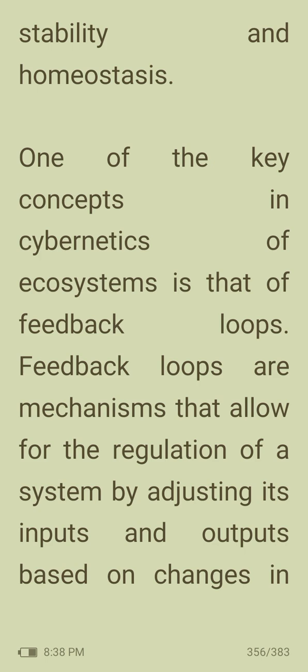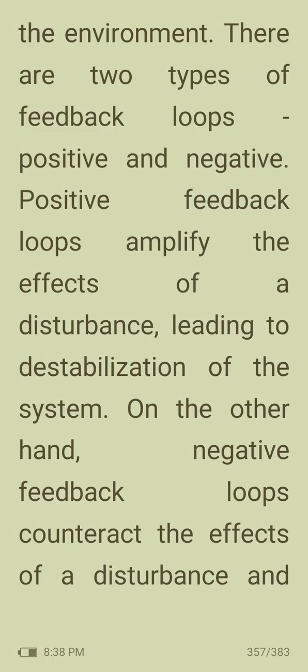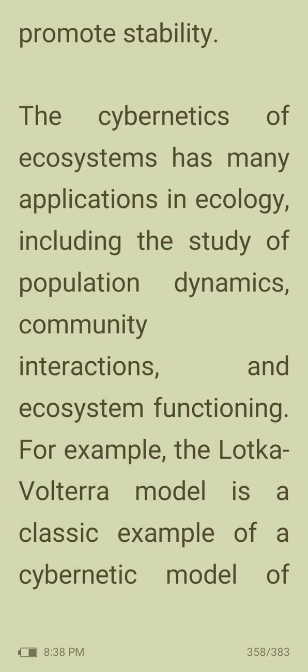Feedback loops are mechanisms that allow for the regulation of a system by adjusting its inputs and outputs based on changes in the environment. There are two types of feedback loops, positive and negative. Positive feedback loops amplify the effects of a disturbance, leading to destabilization of the system. On the other hand, negative feedback loops counteract the effects of a disturbance and promote stability.